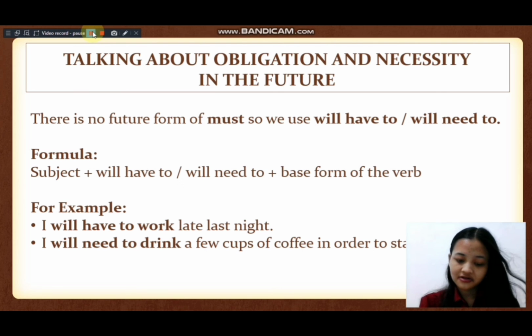So, in conclusion, when we want to express necessity and obligation, we can use must not, have to, don't have to, need to, and do not need to. We can use them in the present, past, or future. However, we must remember that our rules need to be followed.